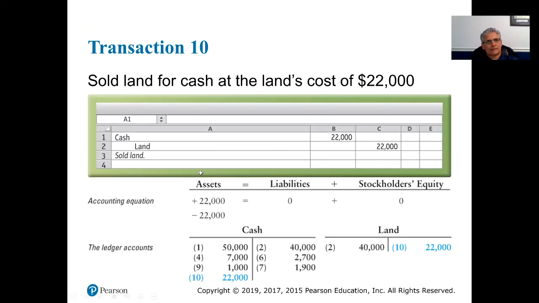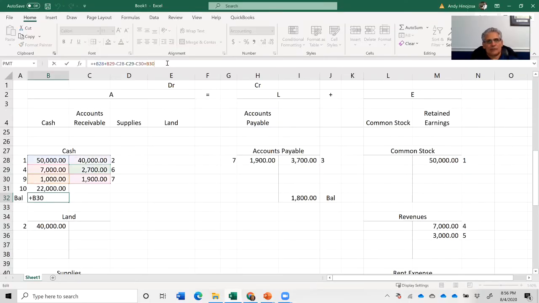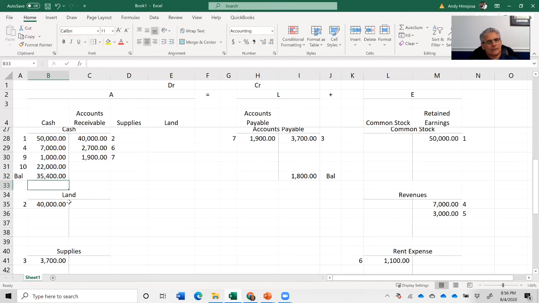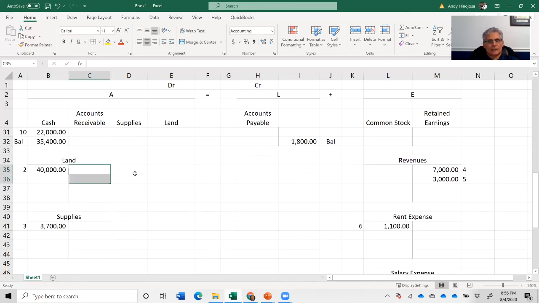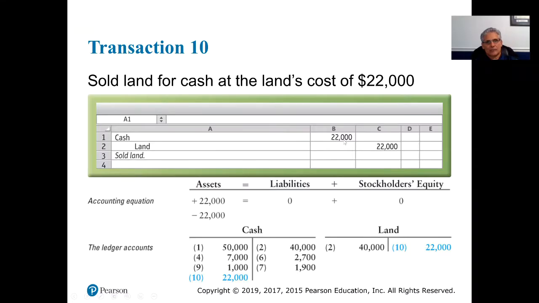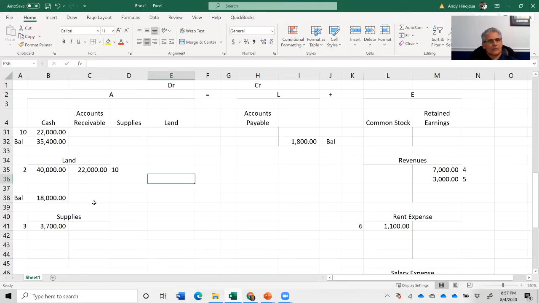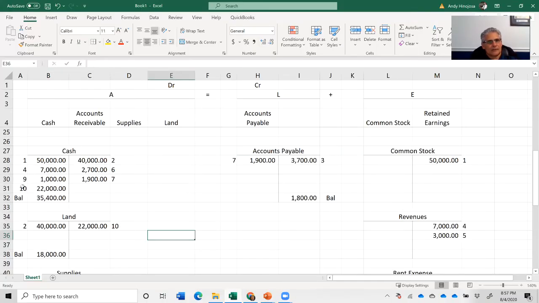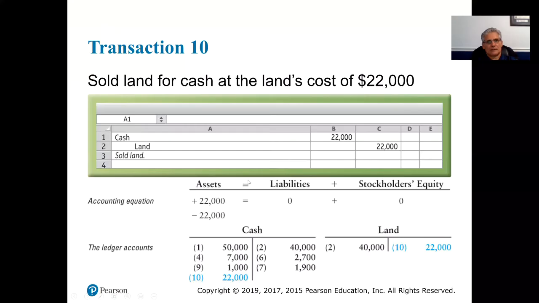Transaction 10, $22,000 debit to cash, $22,000 credit to land. I'm going to add $22,000 debit, which is an increase, and then a subtraction of $22,000 to land, and that's a credit. So now our balance in land is $18,000. Debit cash 22, credit land 22. That was transaction 10. Do we get 10 here? Yep, 10 there and 10 there.